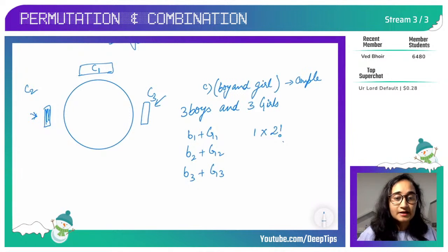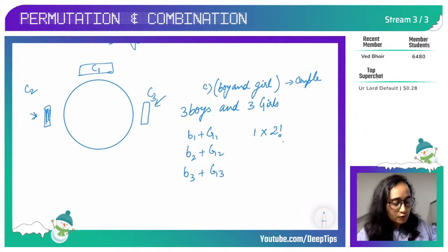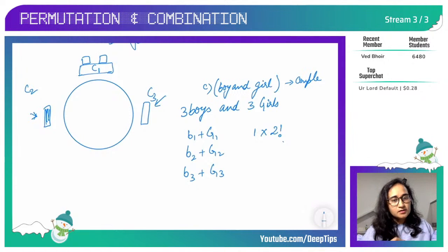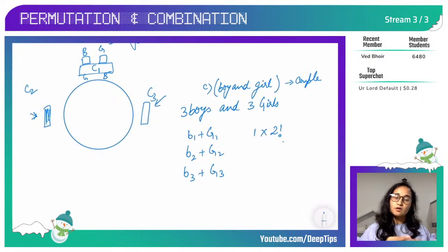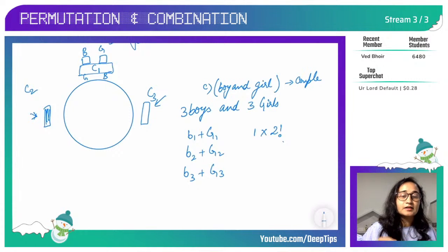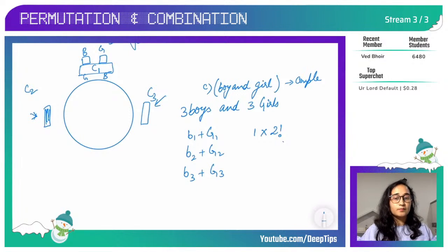But this is not the end of the question. Why? Because they have not given any order that if 2 chairs are placed here for boy and girl together, where the boy will sit and where the girl will sit. Either boy and girl can sit here, or the girl can sit here and the boy here. They can always switch the places. So for every couple there are 2 factorial ways to arrange their places.